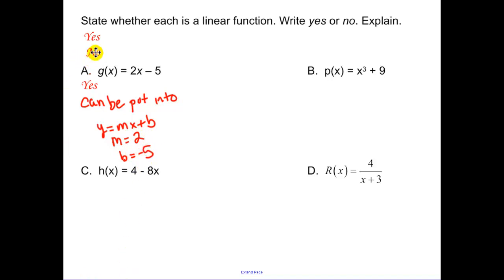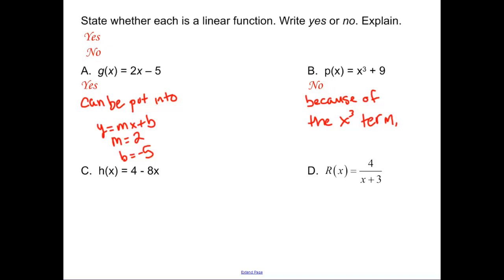Part B. No, this is not. Why not? Because of the x cubed term. And that's all you need for your explanation.